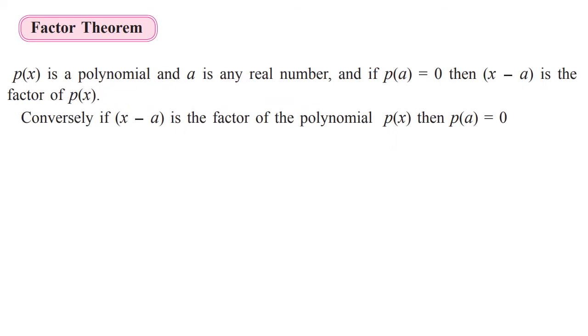Now after this we will see factor theorem which is related to remainder theorem. Okay. So what's the factor theorem here? If p(x) is a polynomial and a is any real number, and if p(a) is 0, that means if the remainder is 0 for x is equal to a, then we say that x minus a is a factor of p(x). Okay. So after finding the remainder, we have to check whether it is 0 or what. If it is 0, then it is a factor. And if it is not 0, then it is not a factor.